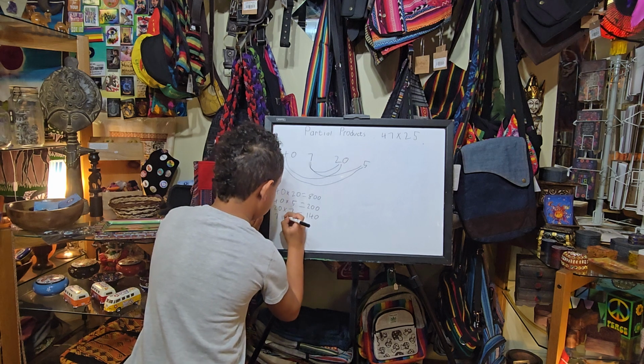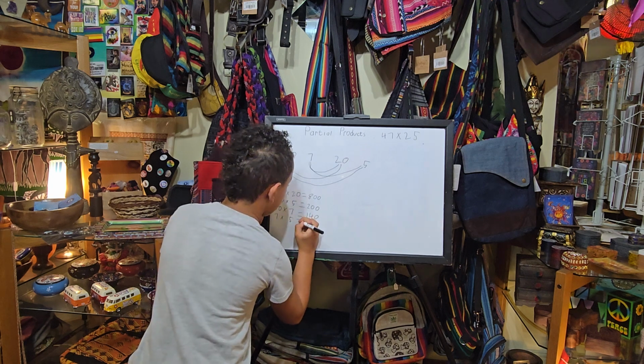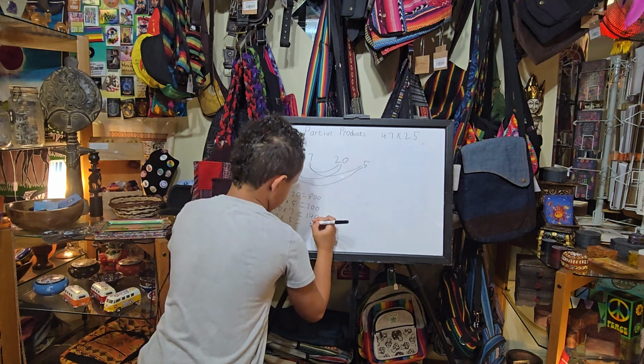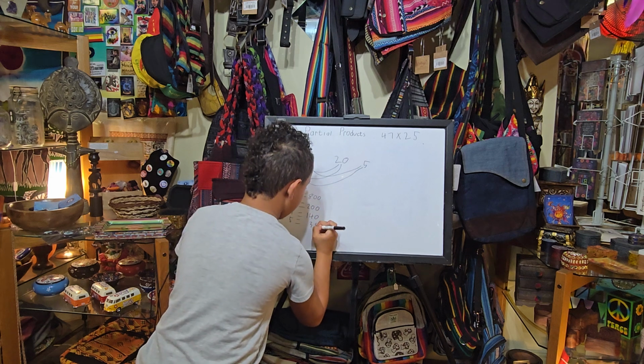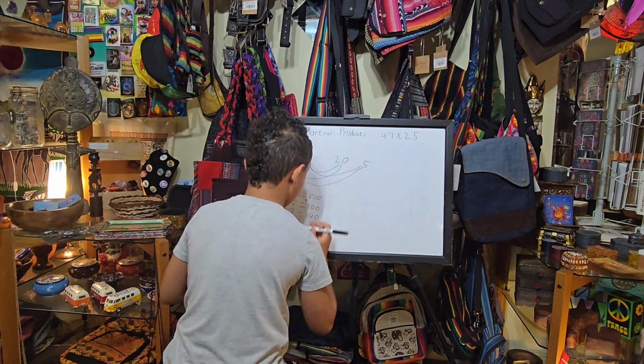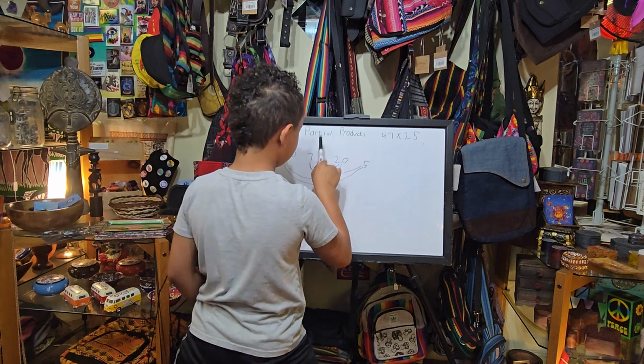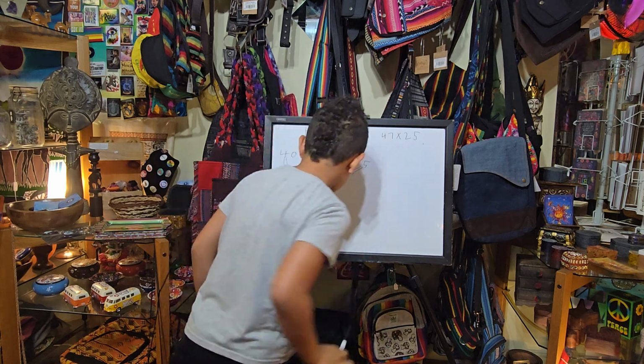Now the last thing we're going to do is 7 and 5. 7 times 5 is equal to 35. All right. So now we're going to add all the parts and find the product, the answer.